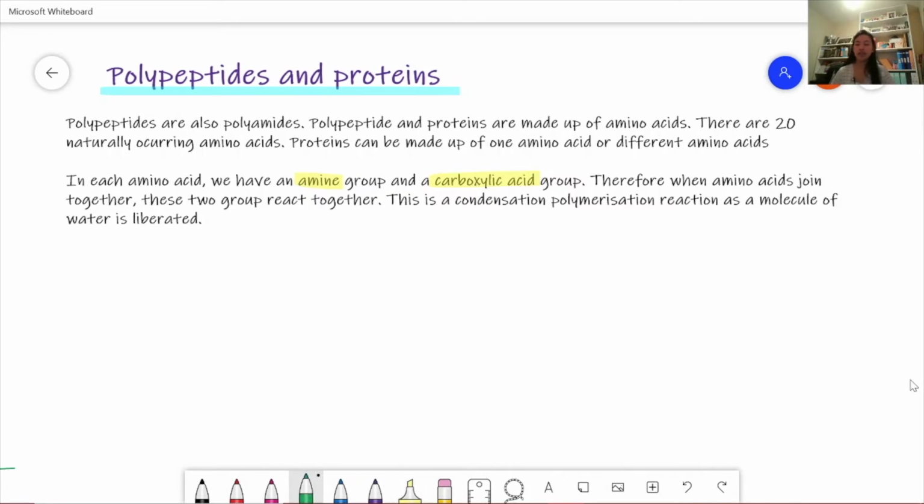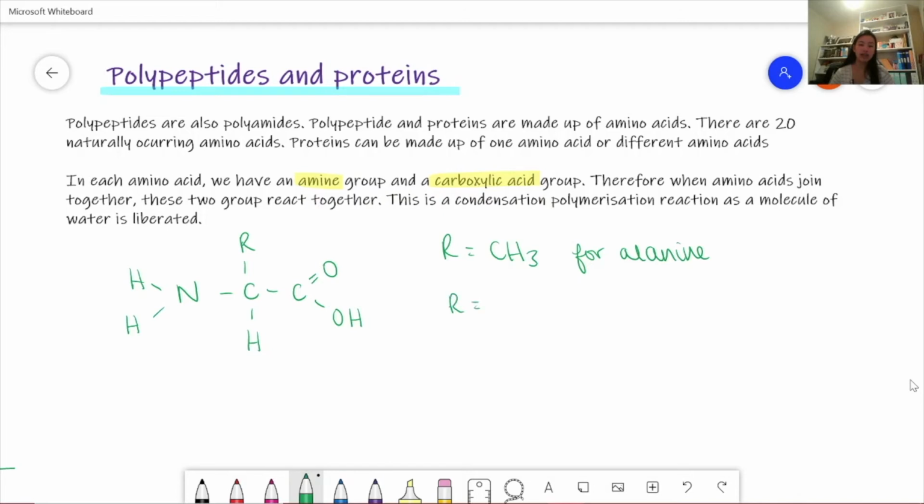And so what we have is the general formula of an amino acid is NH2, and then we've got a carbon and an alkyl group, and then we have a hydrogen, and then we have this carboxylic acid group. So on the left-hand end, we have an amine, and on the right-hand end, we have a carboxylic acid. And so R is equal to CH3 for alanine, which is an amino acid, and R is equal to H for glycine, which is another amino acid. But these are just two examples of what R could represent.